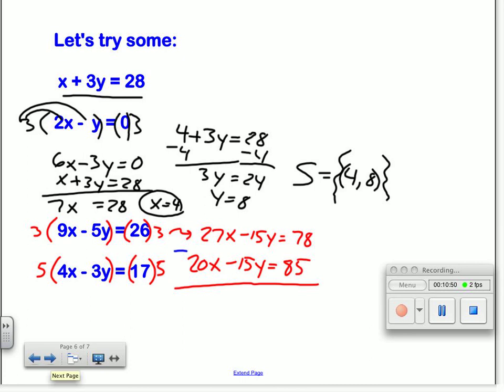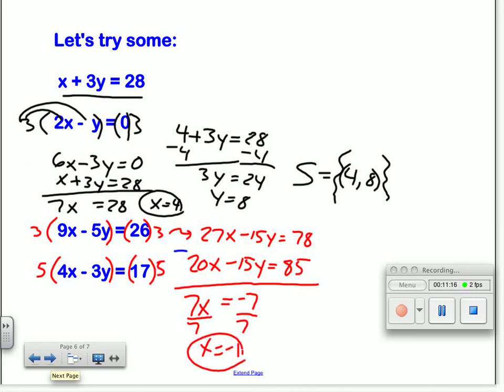So we're going to take 27 minus 20, which is going to leave me with 7x. I'm going to have minus 15y minus a negative 15y, which is minus 15y plus 15y, which is 0y, or 0. So we did get rid of the y's. Now we have to take 78 minus 85, which is going to be a minus 7. And now we divide by 7, and we get x equal to minus 1.